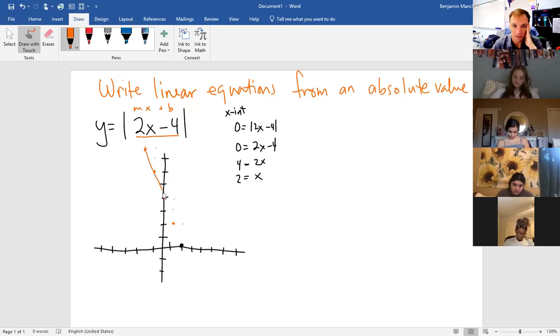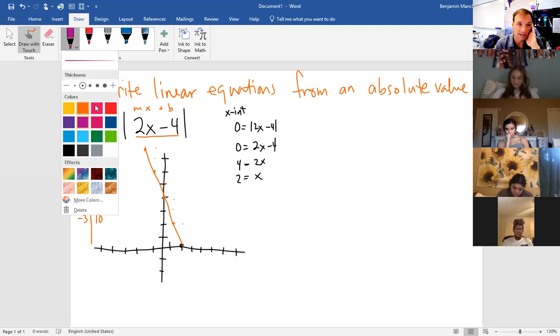We could also make a t-table with x and y values here. We can plug in all these values for x. If x is 0, y is 4. If x is 1, y is 2. Things like this. If x is negative 3, y is 10. So if you don't know exactly what this is doing, you can always plug in values for x, evaluate this, and then take its absolute value. So that's the left side.